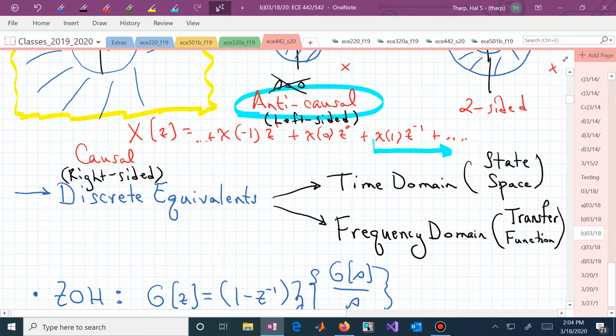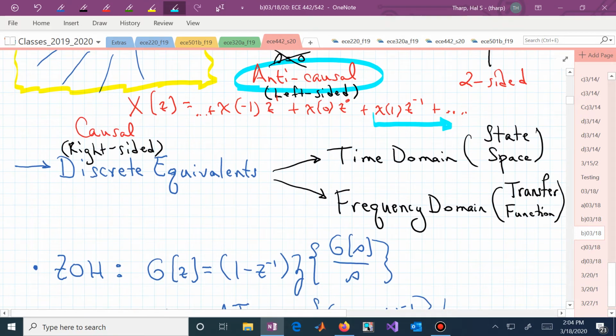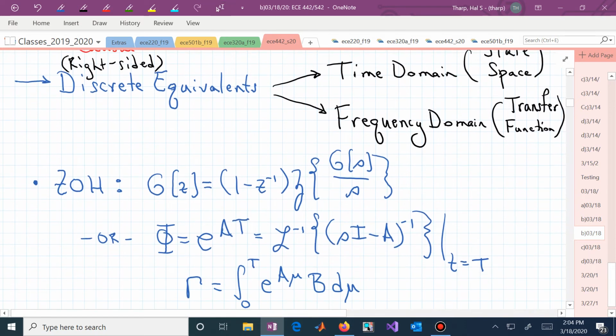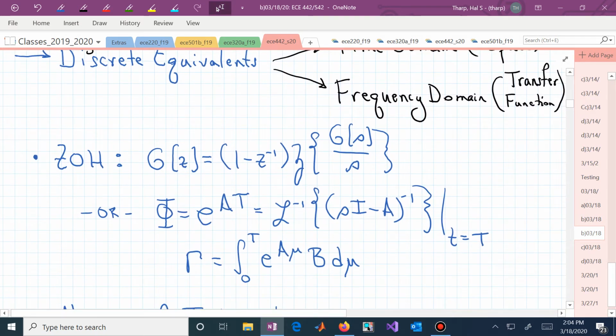Where else have we been? Well, then we started worrying about discrete equivalence. We can talk about those in the time domain setting or the frequency domain setting, dealing with state space representations or transfer function descriptions. We had two different scenarios.